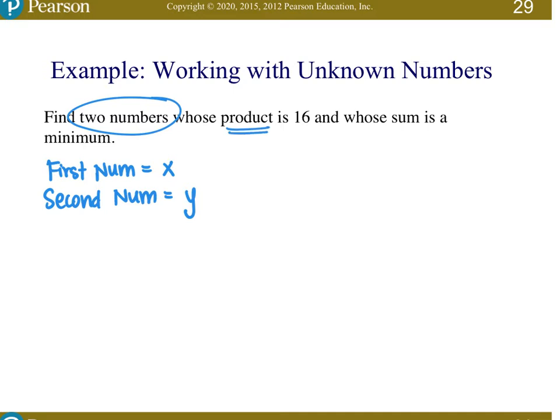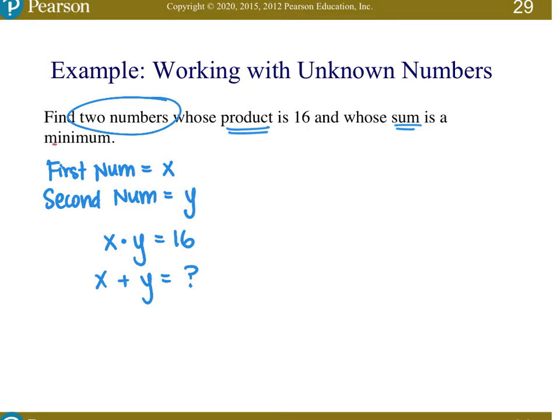So now find two numbers whose product is 16 and whose sum is a minimum. So we're going to set this up the same way. Our first number we'll call x. Our second number we'll call y. We're finding these two numbers. Their product is, okay, so x times y, that's the product, is 16. And the sum is a minimum. So x plus y is, we don't know.